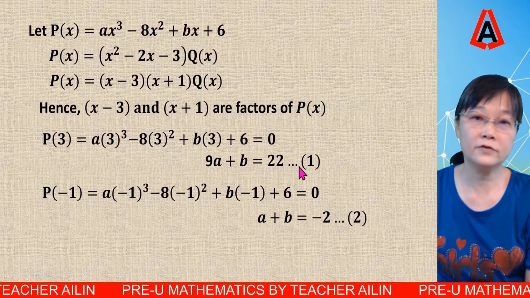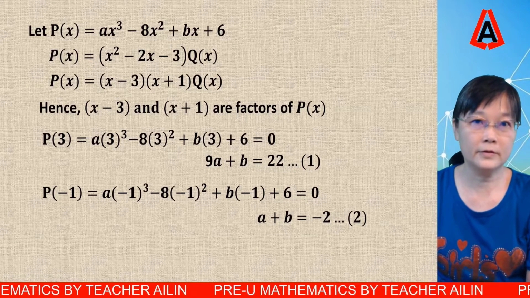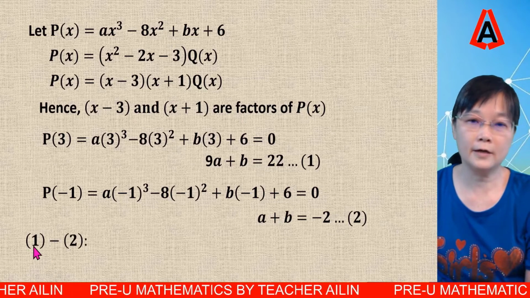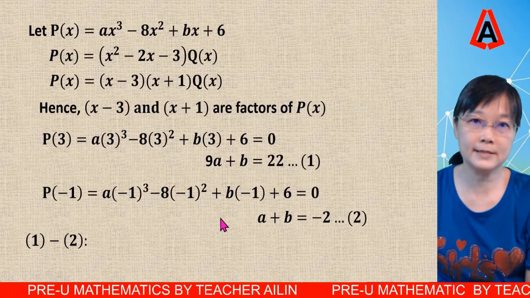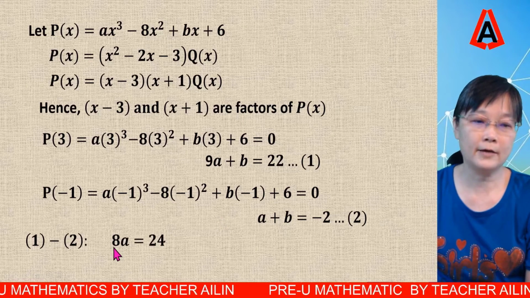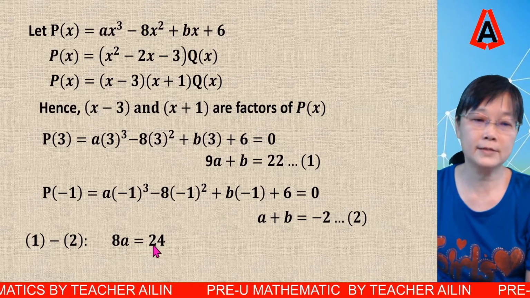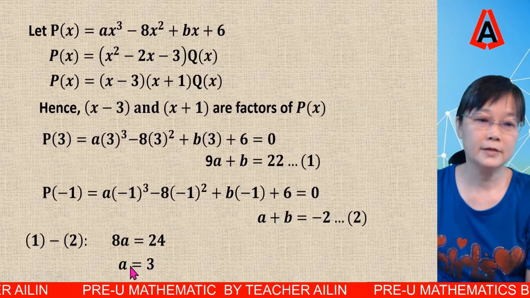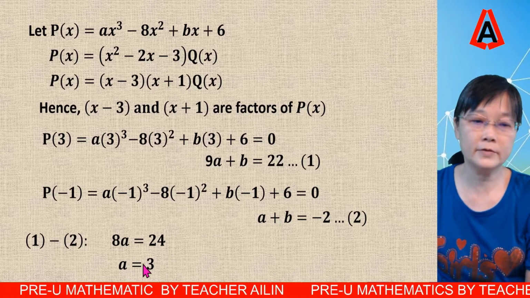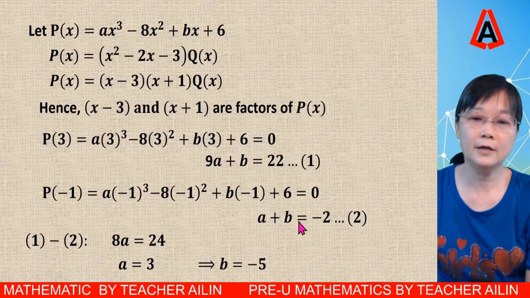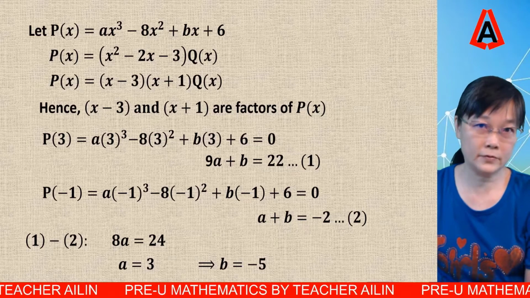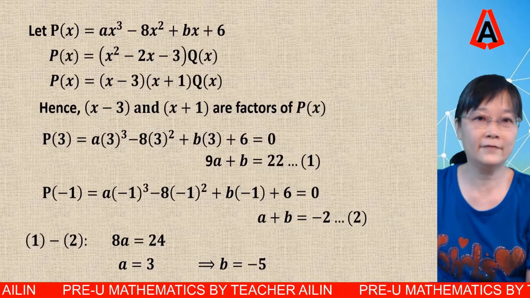So now I have two linear equations, and I can do simultaneous equations. I use the first equation minus the second equation. Then I'll get 8a equals 24. Then a is equal to 3. When I substitute a equals 3 into the second equation, I get b is equal to -5.